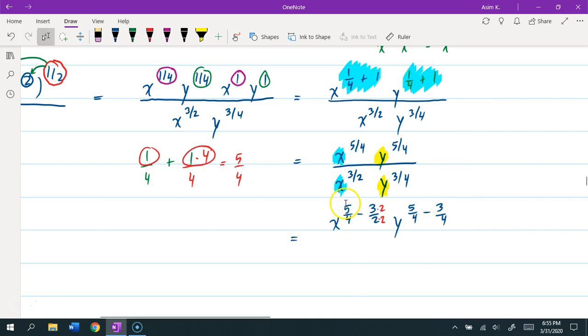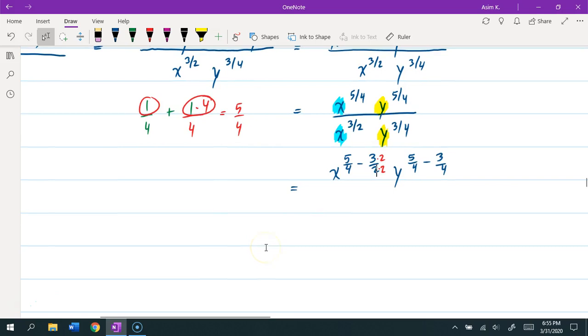So this x will become a what? Right? The x will become, let me just clear this a little bit, 5 over 4 minus 6 over 4, and the y will become a 5 over 4 minus 3 over 4, which is already a common denominator, so that's relatively simple. That'll simply become a 2 over 4. All right, we're almost done with this. What's 5 over 4 minus 6 over 4? It's negative 1 over 4. And y to the power 2 over 4 can be simplified to y to the power of a half.